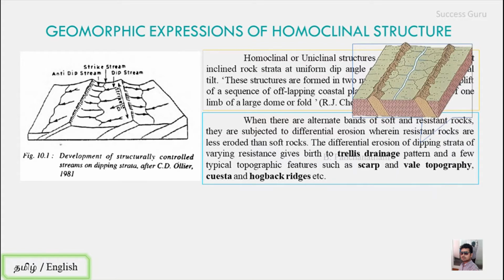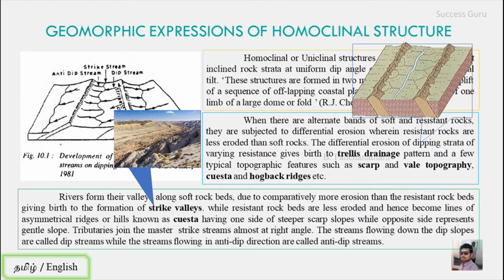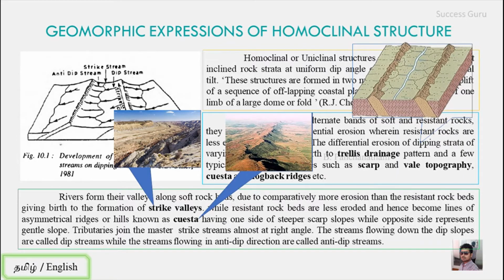And there are a few other typical topographic features such as scarp and vale topography, cuesta, hogback, etc. that are formed in this region itself. So the rivers form their valley along the soft rock beds due to the comparatively more erosion than the resistant rock beds, giving birth to the formation of strike valley. So a strike valley is one where the valley floor is just along the strike of the rock bed which is present there, while the resistant rock beds are less eroded and hence become a line of asymmetric ridges which is called a cuesta, having one side of steeper scarp slope while the opposite side represents a gentle slope.